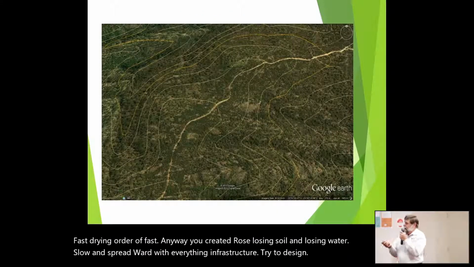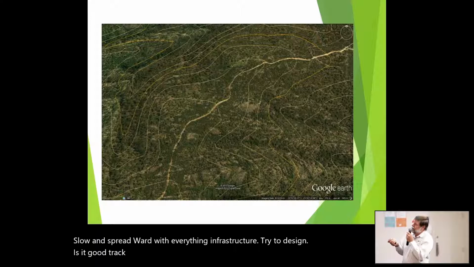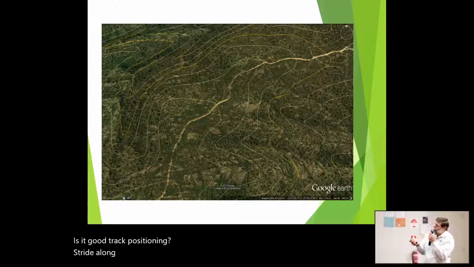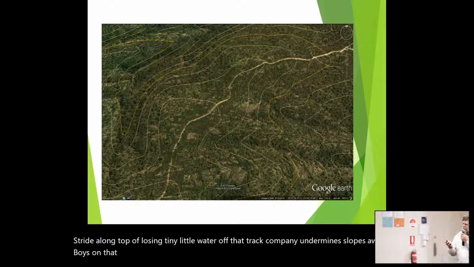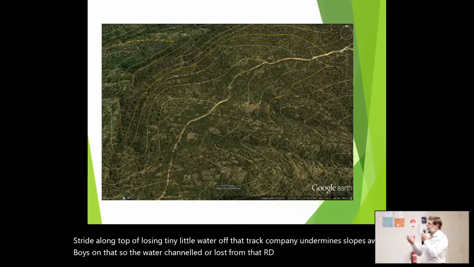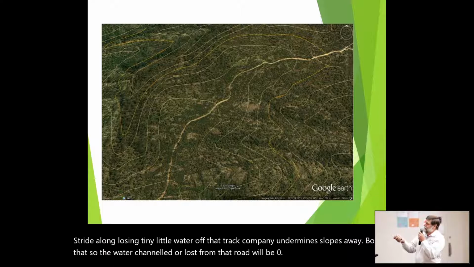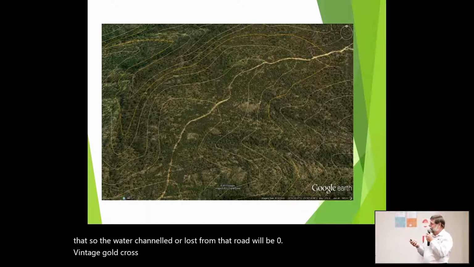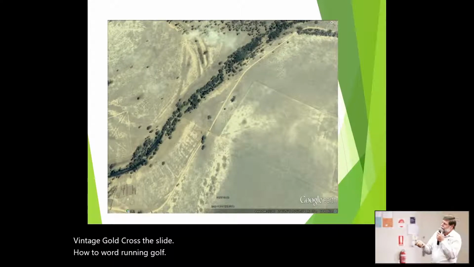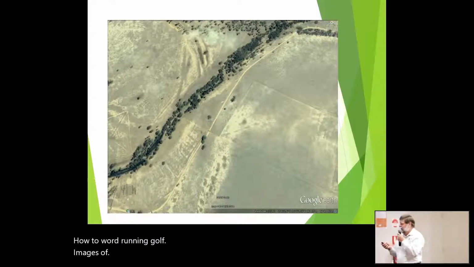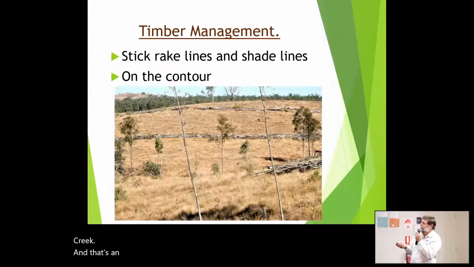Here's a good track positioning along the top of this ridge line. You see the contours there, straight along the top of the ridge line. You'd be losing a tiny bit of water off that track up and down the main slopes. You'd have whoa boys on that, so the water channelled or lost from that road would be zero compared to if you had it going across the slope like that, because you'd be harvesting water and running it off. Another one here on the toe slope, around the edges of the slope where it turns to the flat along the creek, and that's an ideal place for tracks.